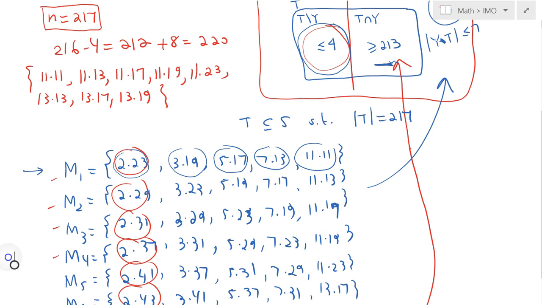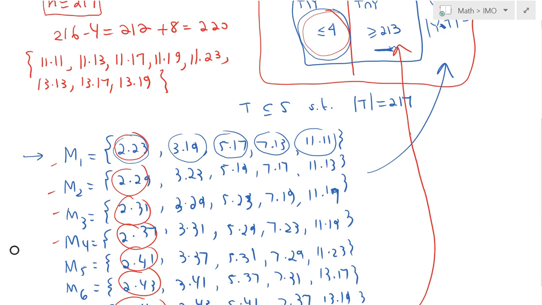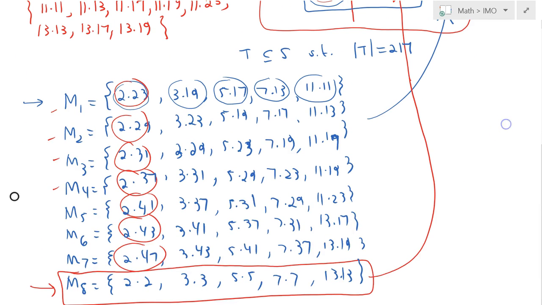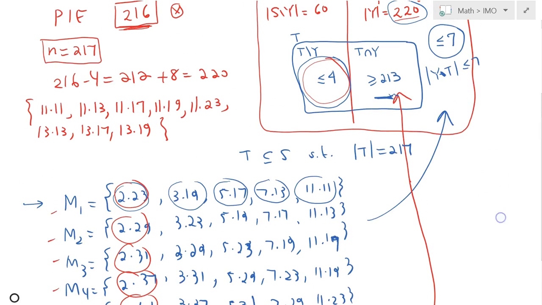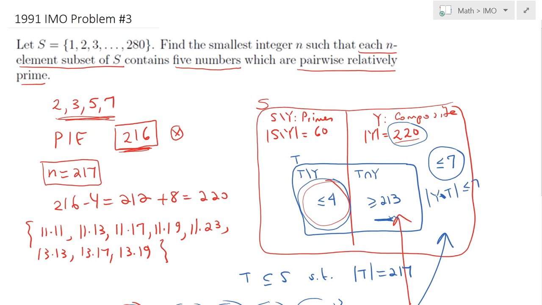So that's a beautiful construction actually. It's very difficult to construct it, very hard to imagine it, but that does the trick actually. We have just proved that 217 does satisfy this property. So any 217 element subset of S would definitely contain 5 numbers which are pairwise relatively prime, and we are done.